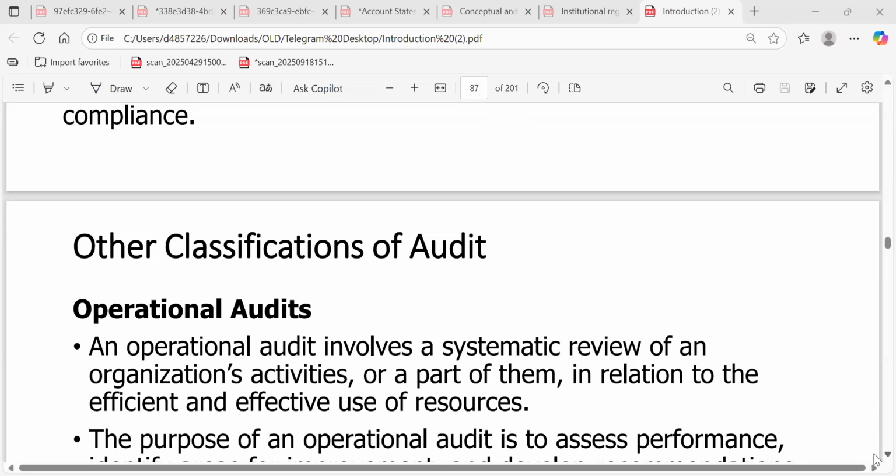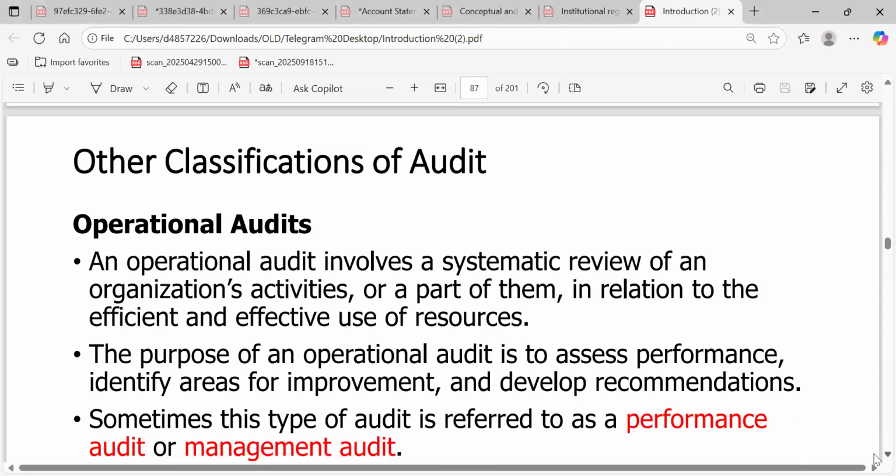So normally we carry out an operational audit to check the performance of the entity to see whether there are areas in which they can improve, and recommendations from these operational audits are normally used to what? To improve on the entity performance. So operational audits, they are very, very important.